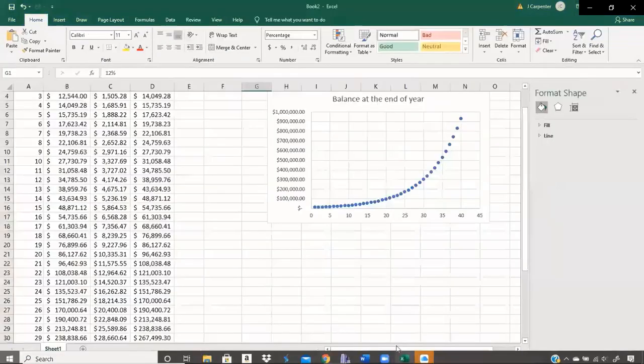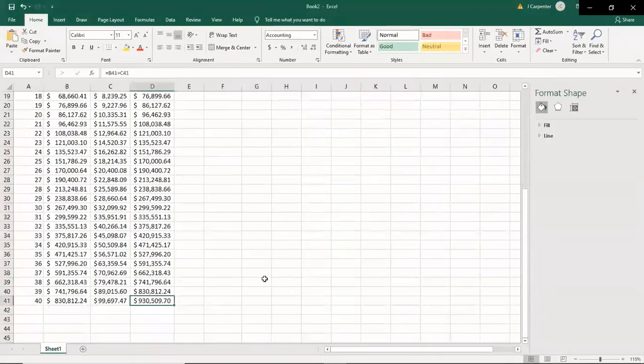Just look back at this one. If we end with $930,000 and we only put $10,000 in, that means we got $920,000 for free. We just got almost $1 million for free somehow. And you know what? People do this all the time.